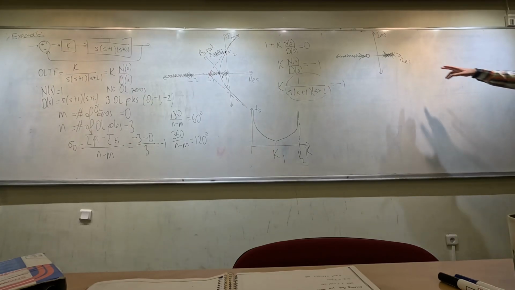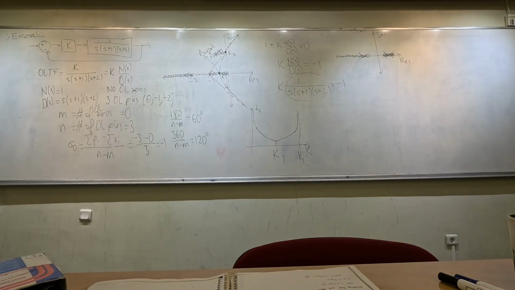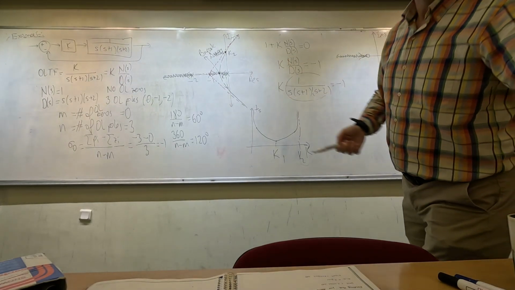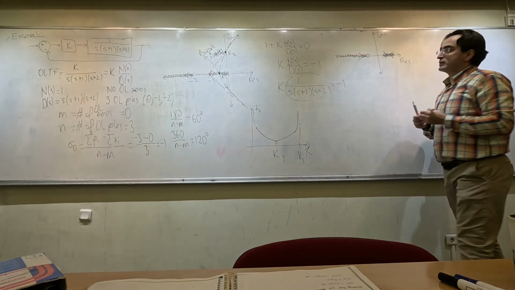It is n minus m. n is 2, and m is 1 here. So there is only one asymptote. What is going to be the angle of that asymptote? 180, according to that formula. So that asymptote is looking like this.